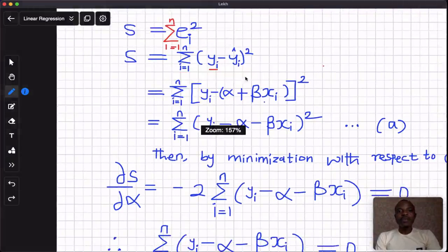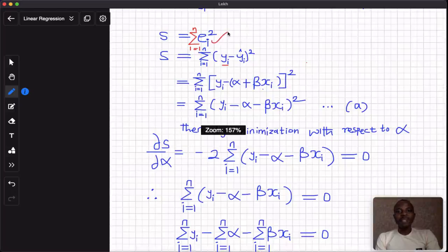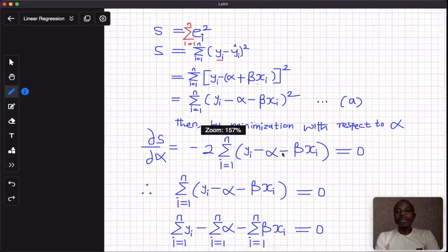Now, we are trying to look for the values of alpha and beta for which this will have the smallest value, so that when we square all the errors and sum them, we have a very small value. So the values of alpha and beta for which this quantity has the smallest value is what we are trying to find. And when we have that, we believe that the particular alpha and the particular beta obtained will be the best estimators that we want.